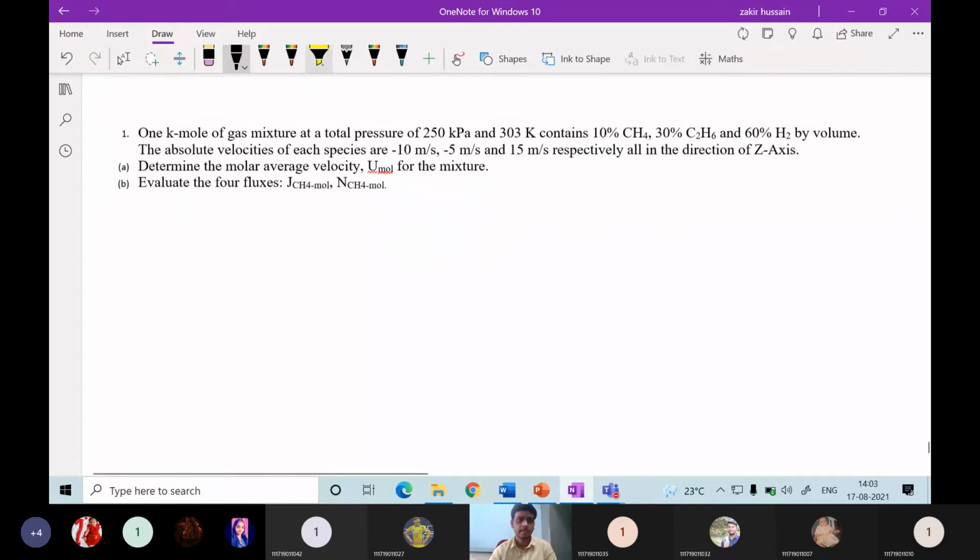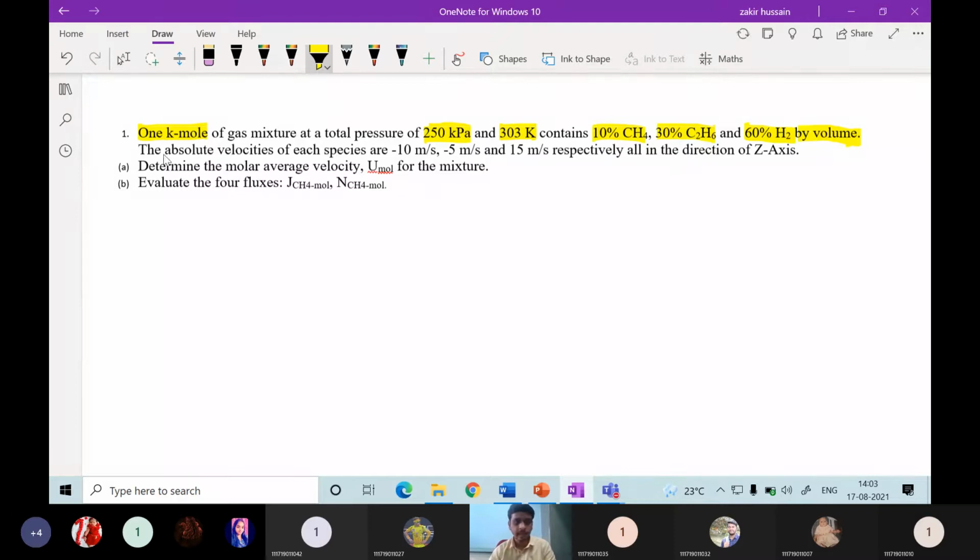Yes, this one. 1 kilomole of gas mixture is there at a total pressure P_T equal to 250 kilopascal and temperature T equal to 303 Kelvin, and contains 10% CH4, 30% C2H6 and 60% H2 by volume. This is important, by volume, because for gases, mole percentage equals volume percentage equals pressure percentage. We can use them interchangeably.